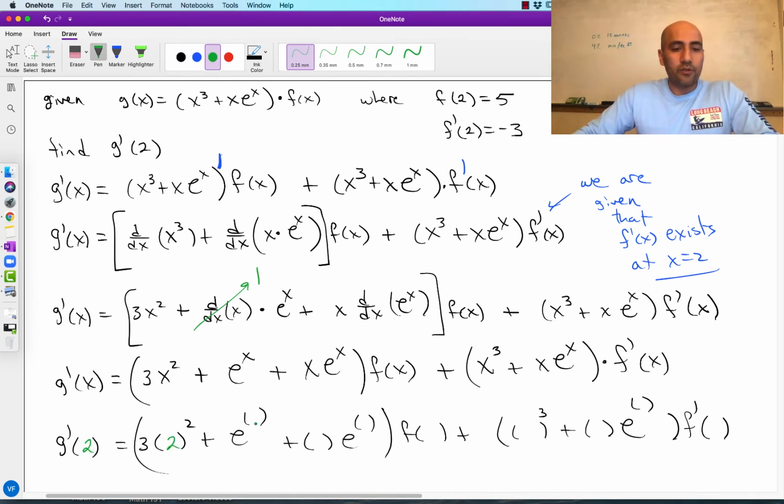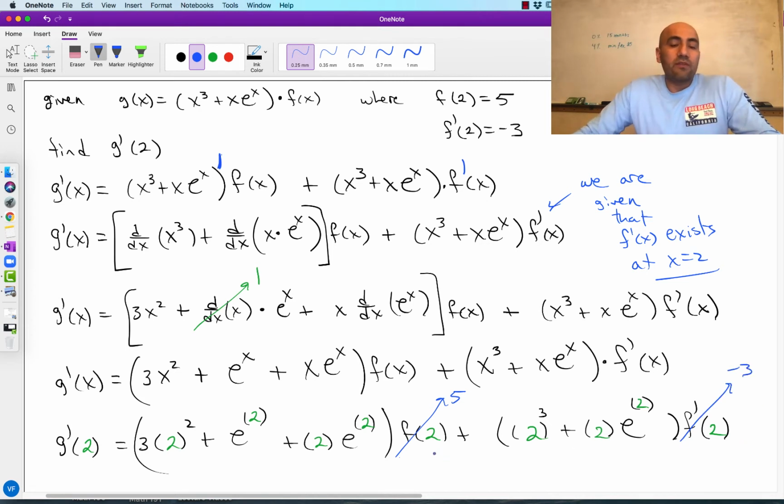So put a 2 in every blank. And we were given that f of 2 is 5, so we know that this is really equal to 5. And we were given that f prime of 2 is really equal to negative 3.